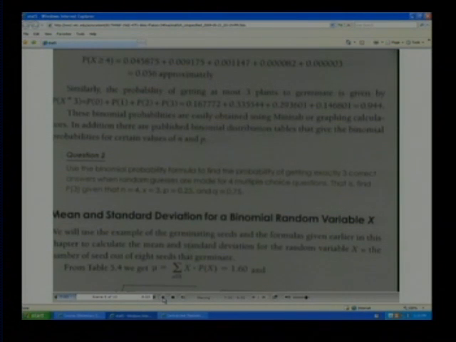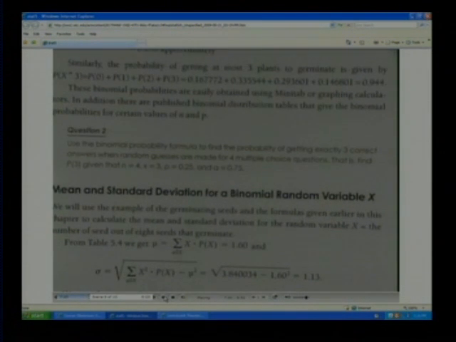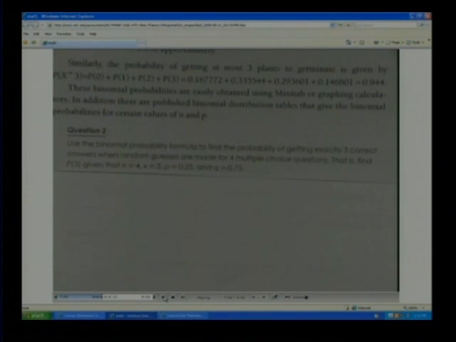Okay, let's look at another question here. Use the binomial probability formula to find the probability of getting exactly 3 correct answers when random guesses are made for 4 multiple choice questions. Find P of 3, given that n is equal to 4, p is equal to 0.25, and q is equal to 0.75. This information is given in the book. I just wanted to give you the formula.